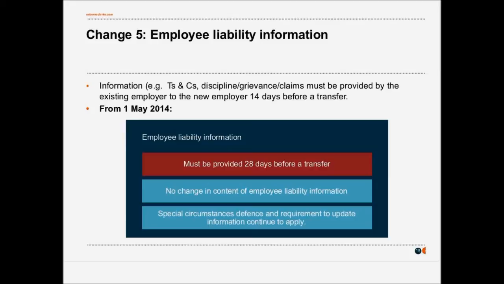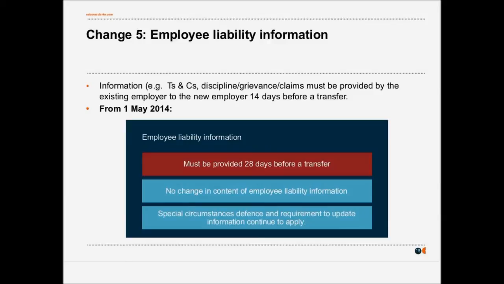Employee liability information. Even under the old law, there was the obligation to make certain information available pre-transfer to a transferee, and that's the items such as the identity of the employees, their ages, terms and conditions, any disciplinary grievance or litigious claims during the last 2 years.